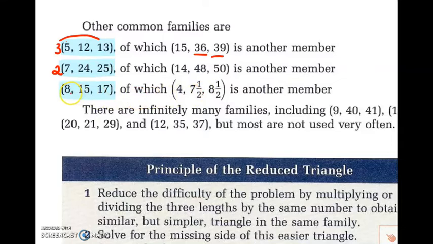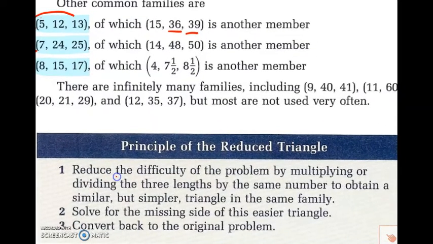Similarly, if we factor out a 1/2, 1/2 times 8 is 4, 1/2 times 15 is 15 over 2, or 7.5, and then 1/2 times 17 is 17 halves, or 8 1/2. That's another member of the 8, 15, 17 family. There are an infinite number of families, but you only need to remember those first 4.